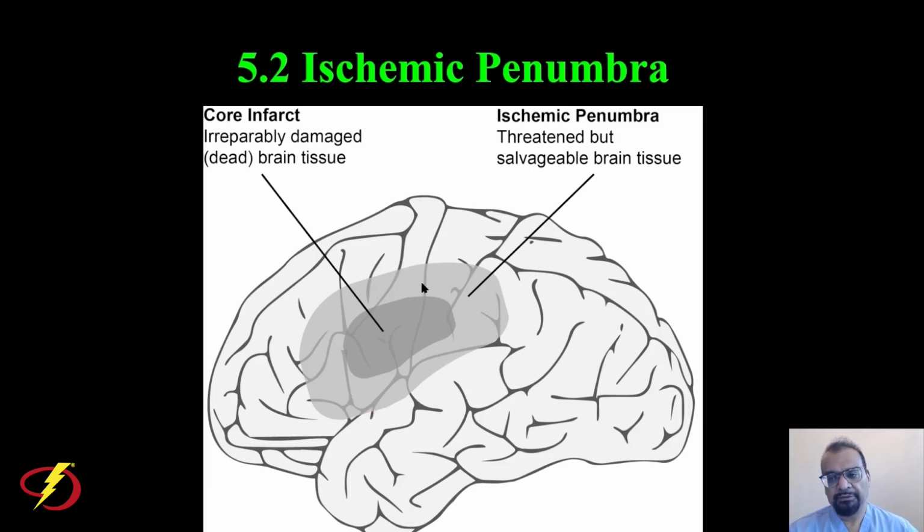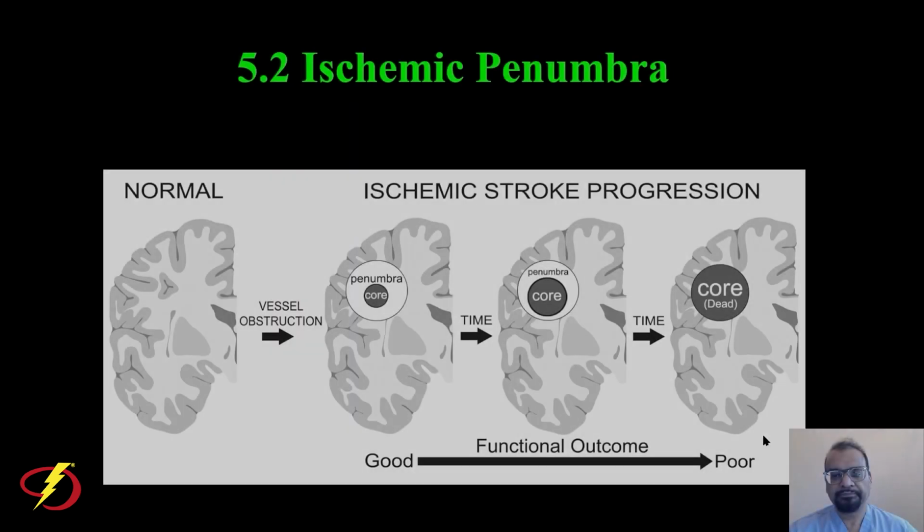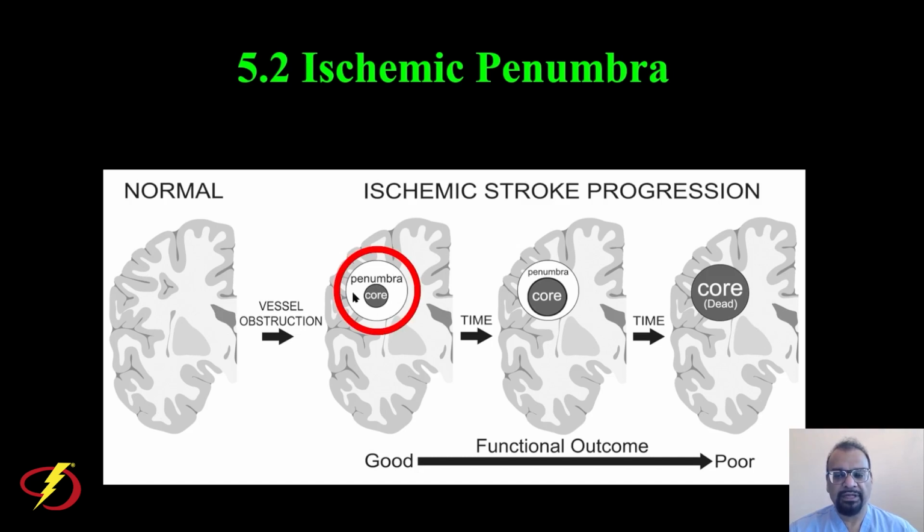The penumbra consists of non-functional cells, which I consider to be sleeping. They're cells that can be reawakened if we restore blood flow to them. So if we restore blood flow to these cells, they can regain function again. Now, this is very important because we know over time, the thing that keeps this penumbra alive is called the collateral circulation. But that collateral circulation can only act for a limited amount of time.